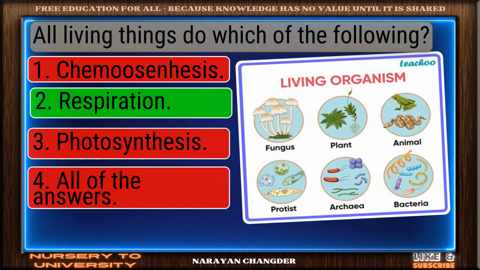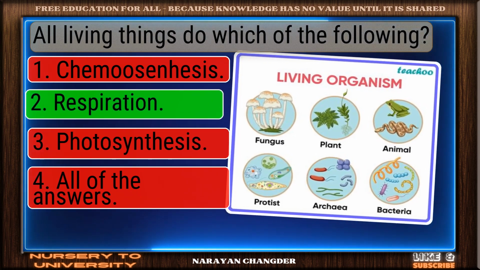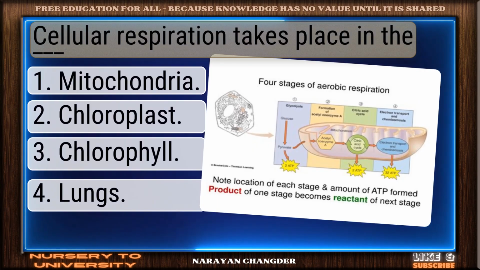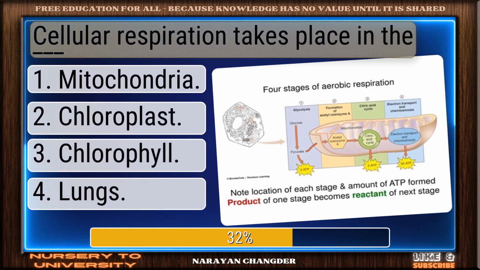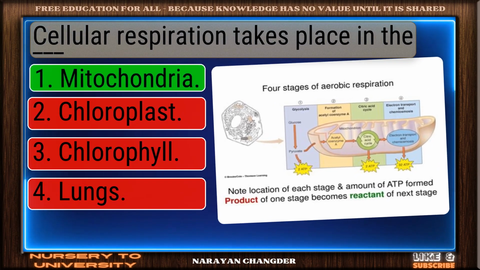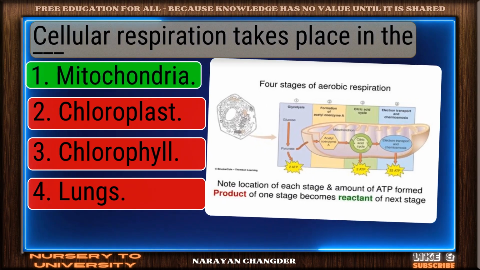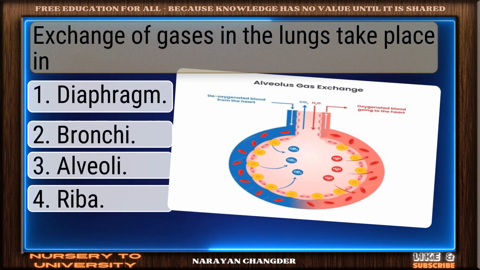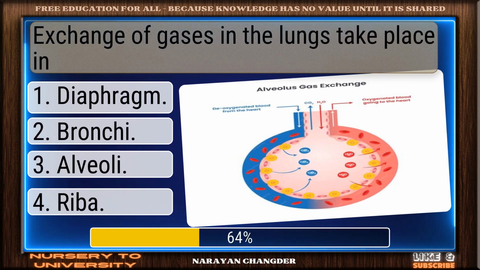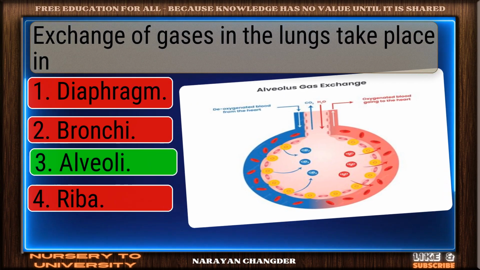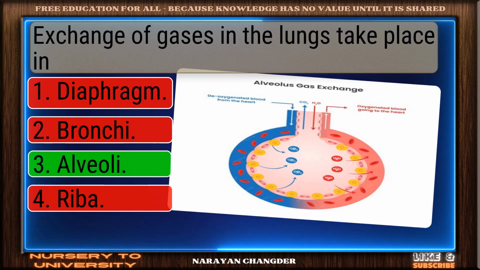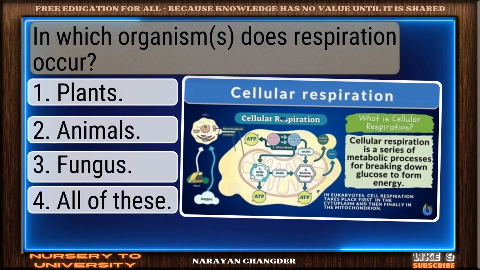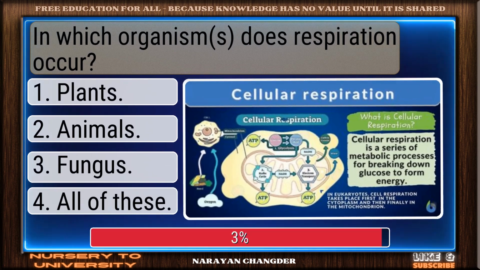Well done. Respiration is the right choice. Question number 60. Cellular respiration takes place in the dash. Bravo. Mitochondria is the answer. Question number 61. Exchange of gases in the lungs take place in. Well reasoned. Alveoli is the correct choice. Question number 62. In which organism does respiration occur?